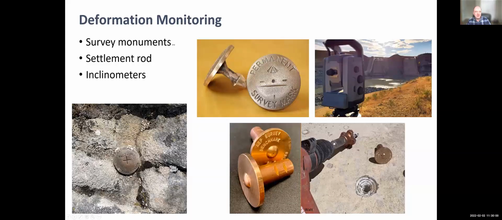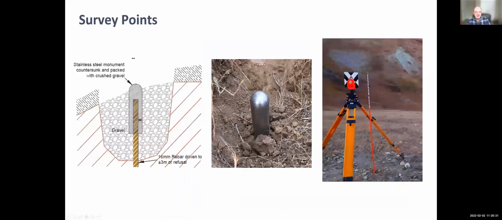So we have these so-called survey monuments, but it could be the corner of a piece of concrete or a hunk of steel that's more or less permanent. There could be a settlement rod, and I think I have some pictures coming up of those. And if you really need them to understand deformation of your dam, you can have slope inclinometers installed. Here's some examples of survey points. Essentially a piece of rebar driven in, and this is a spec, and they want it to go down about 3 meters. That's pretty hard sometimes to get a piece of rebar to go that far, so maybe it's 3 meters or refusal.